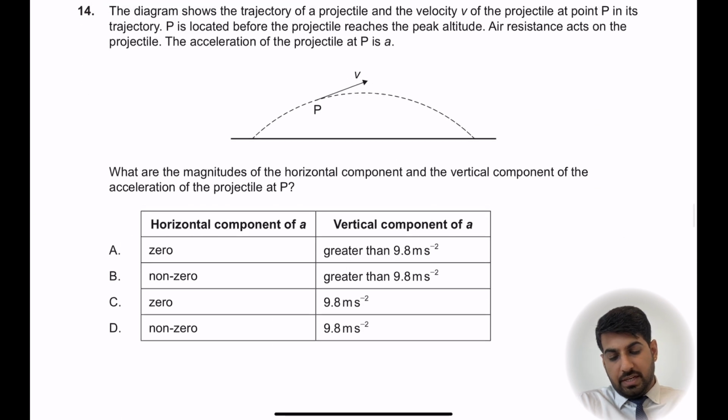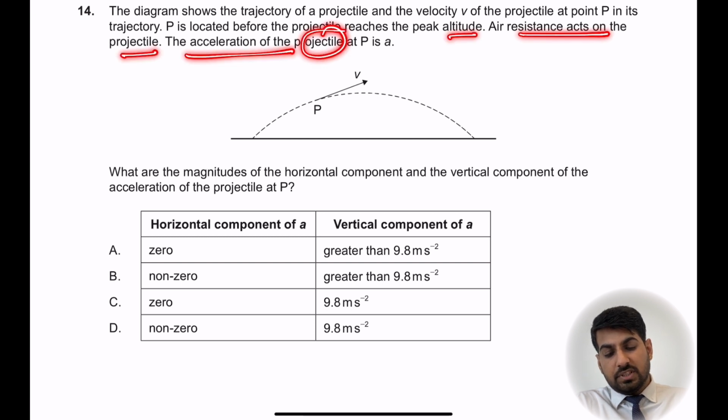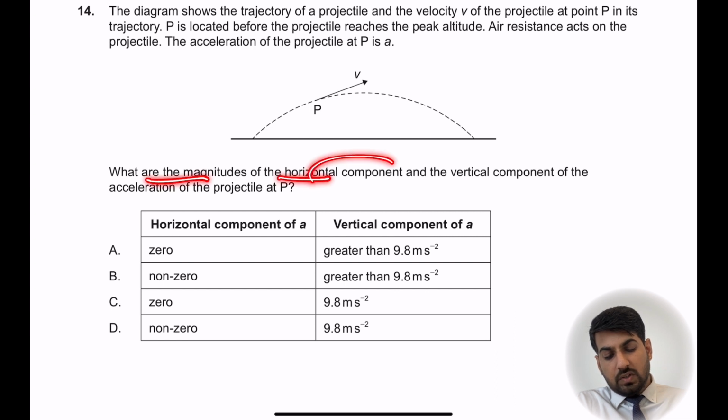Now question number 14, guys. This is quite obvious. This shows the trajectory of a projectile and the velocity v of the projectile at a given point P. P is located before the projectile reaches the peak value or the maximum height. Air resistance acts on the projectile. The acceleration of the projectile at P is A. What are the magnitudes of the horizontal component and vertical component of the acceleration?